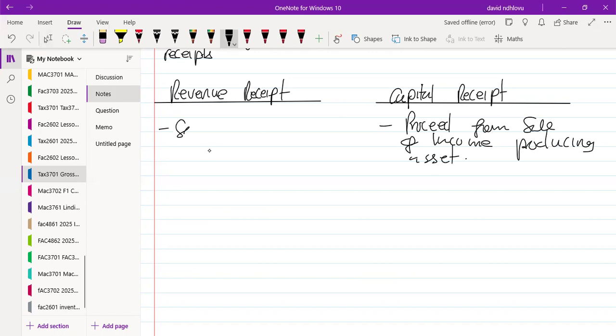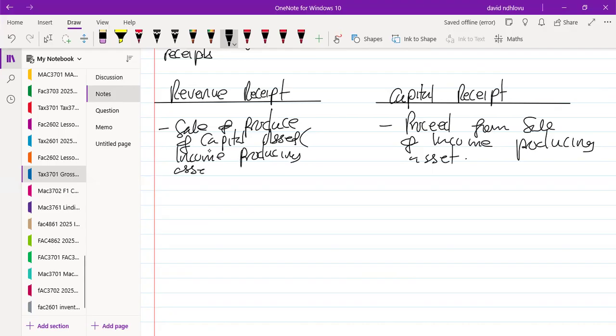Revenue is the sale of the produce of capital assets. A capital asset is an income producing asset. So should you sell an income producing asset, it's a capital receipt. Capital receipt is the proceeds of the sale of the asset. But if you sell the fruit or the produce of the capital asset, that is revenue in nature.